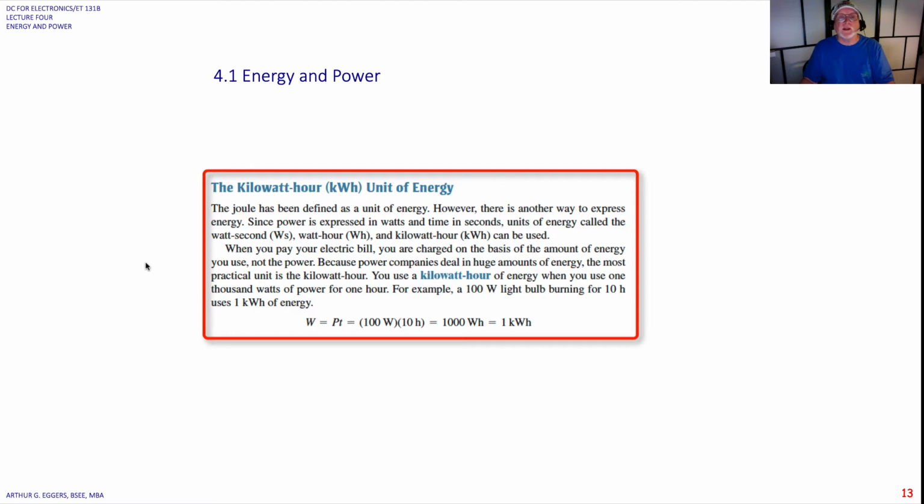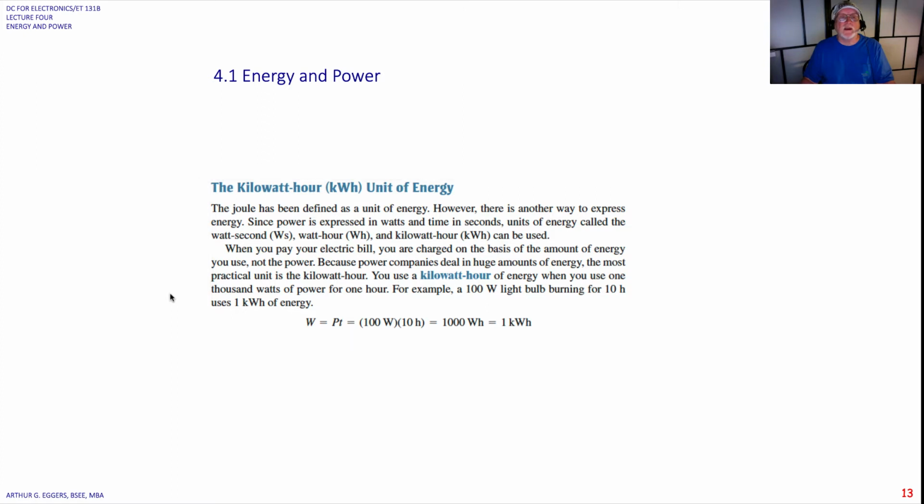When you pay your electric bill, you're charged on the basis of the amount of energy you used, not the power. Remember, power is a rate, okay? Because power companies deal in huge amounts of energy, the most practical unit is the kilowatt hour. You use a kilowatt hour of energy when you use 1,000 watts of power in an hour. For example, a 100-watt light bulb burning for 10 hours uses 1 kilowatt hour of energy.